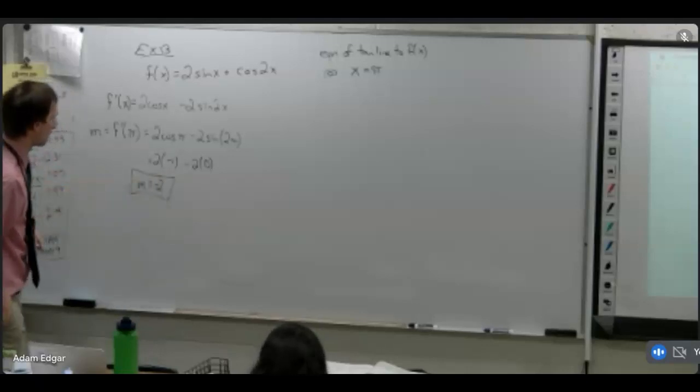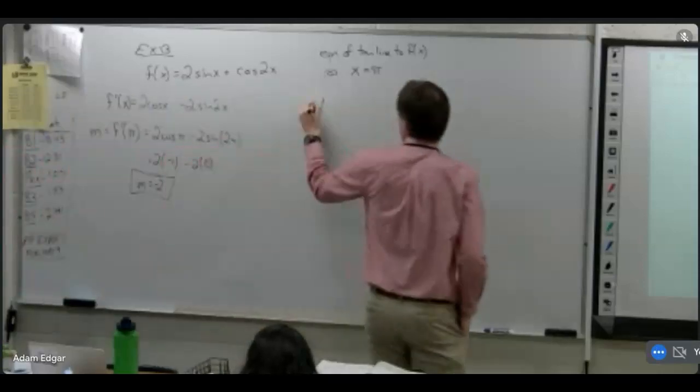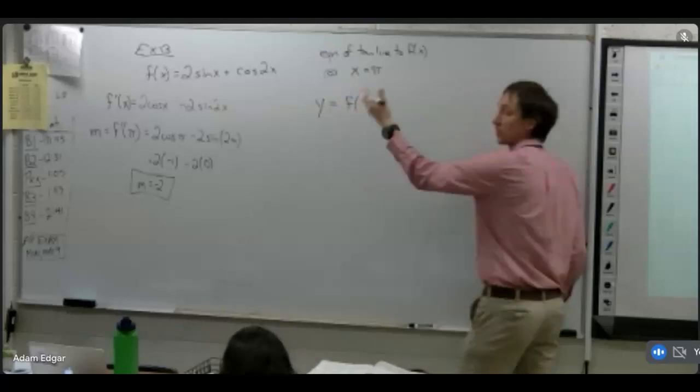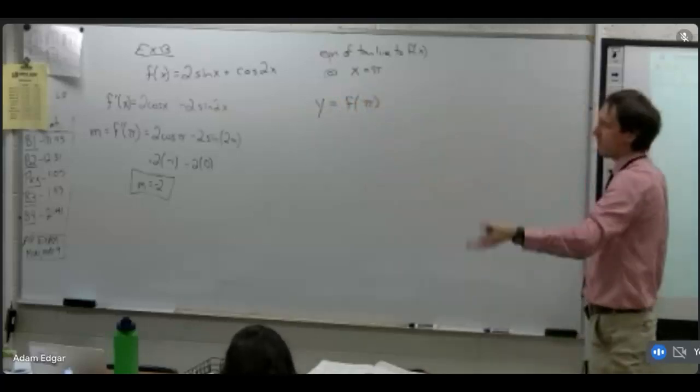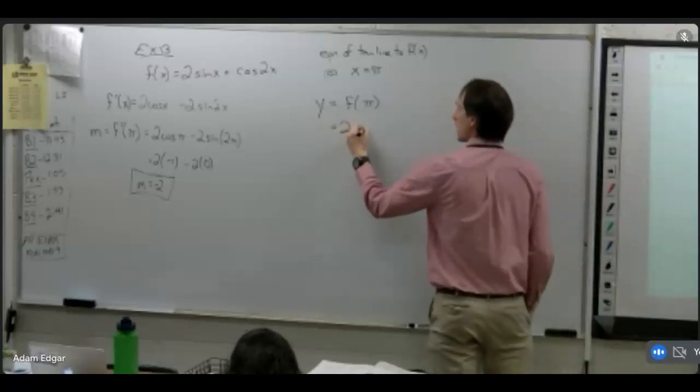We got our slope. Now, what else do we need before we go and write the equation of our line? We need our y. And how do we find out y? Plug pi into the function. So y equals f of pi, just like m equals f prime of pi. So you plug pi into your original function.